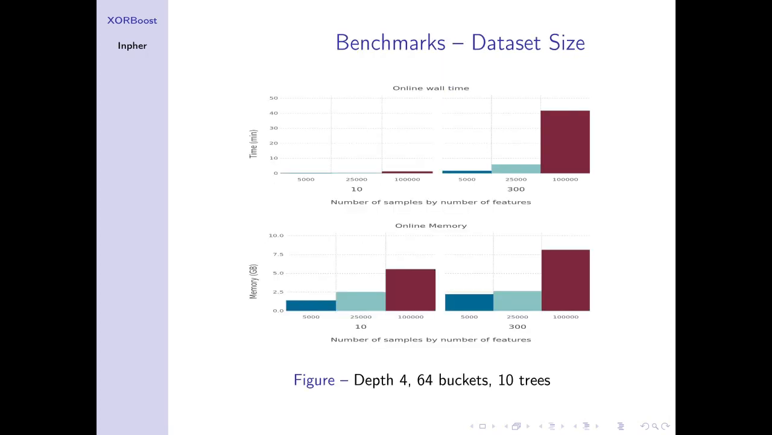And so finally, some benchmark data. Here the results are for the wall time and for the memory according to the dataset size. So as you can see, even for large datasets of 100,000 by 300 features, the time stays at around 4 minutes per tree, which is quite reasonable, given that usually XGBoost models range in the hundreds of trees.